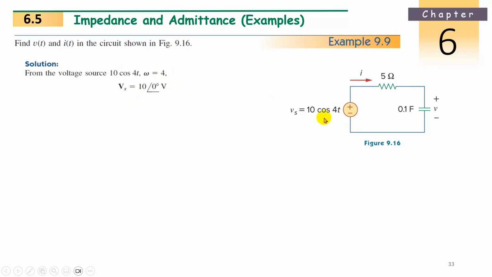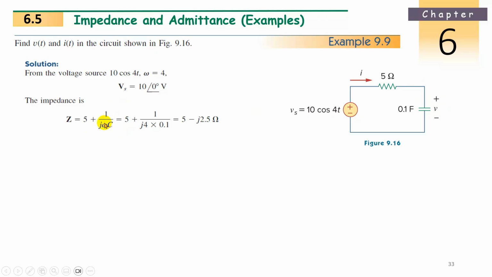And how can we write this in terms of phasor? Vs is equal to 10 at an angle 0, because it is 10 cos 4t and no phase angle is there, so it is 0. So it is 10 at an angle 0 degrees, easy for calculation. Now how will the impedance be? Resistance and reactance are there: R plus jX, but here a capacitance is there. So you have to write 5 plus 1 by j omega C.